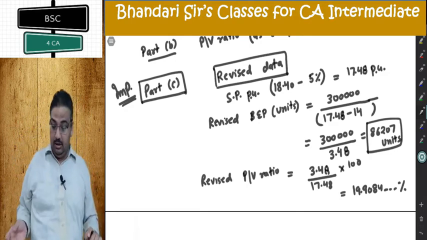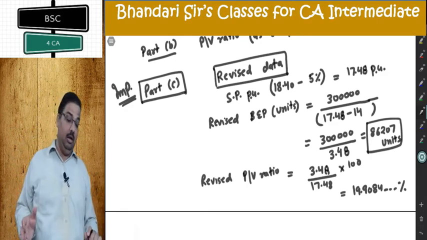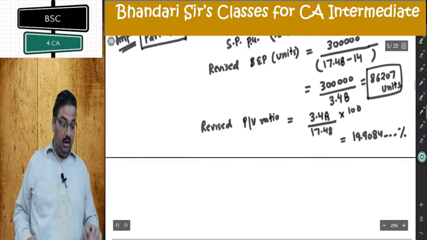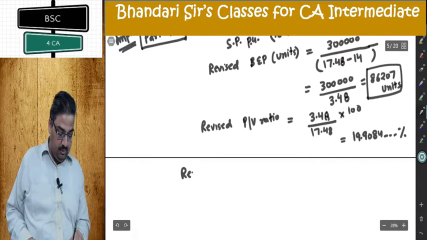Earlier it was 23.9% approximately. Now it is 19.91% approximately. Revised break-even point in rupees.